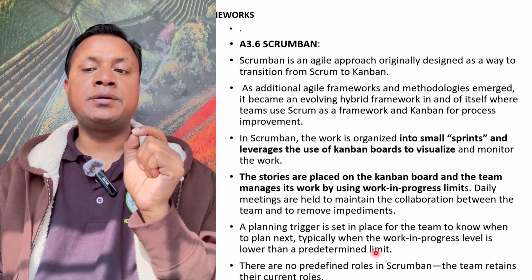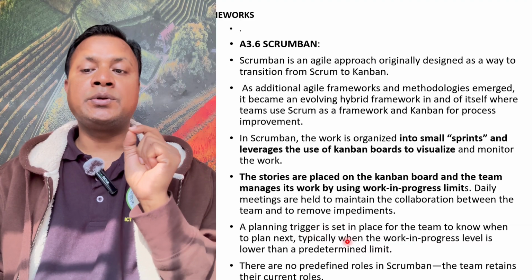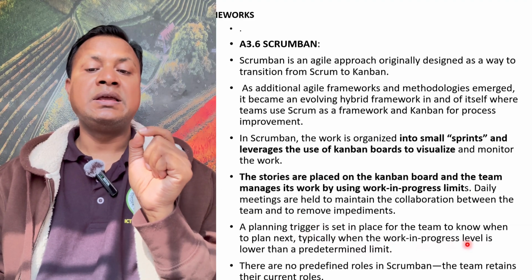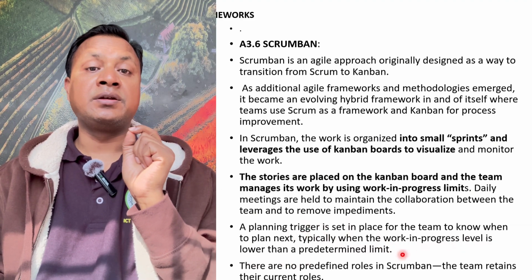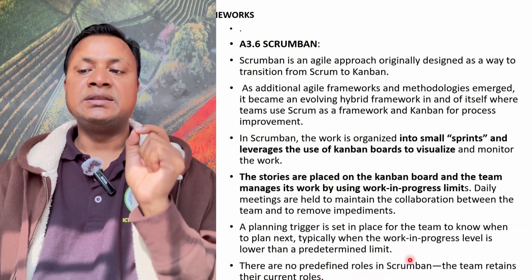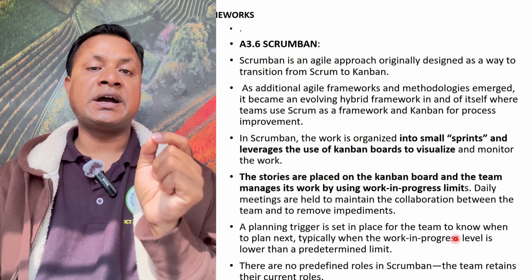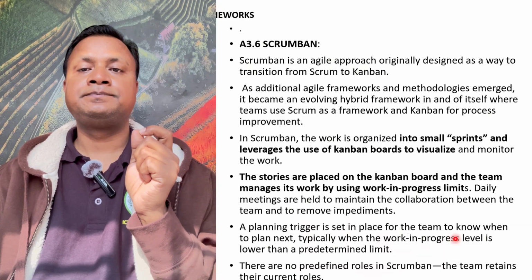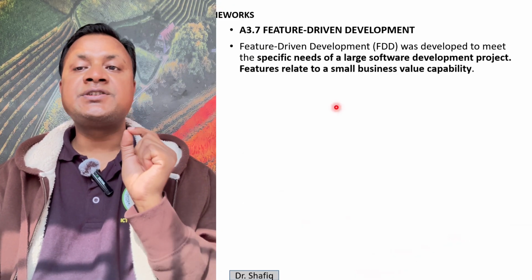So when you will be planning, there will be a planning trigger. Typically when the work in progress level is lower than a predetermined limit, and there are no predefined rules in Scrum. The team retains their current rules. That's all. And now the feature driven development.